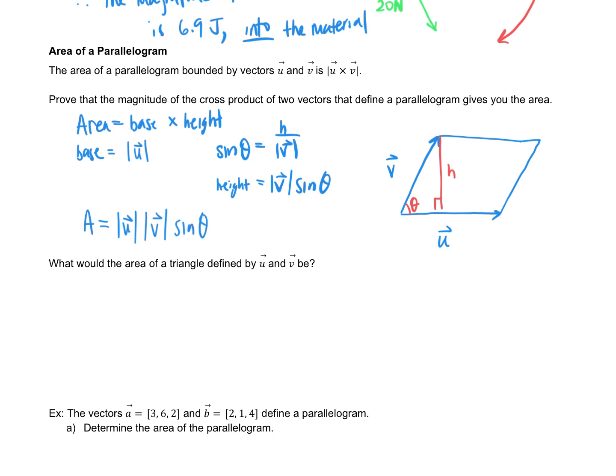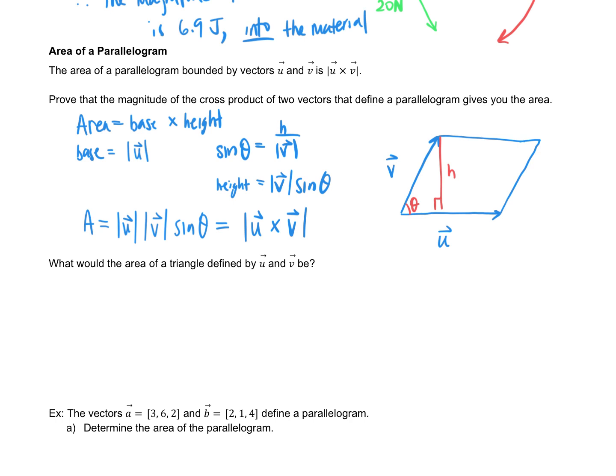And what does that remind you of? That is the magnitude of the cross product of those two vectors. So if I had the contained angle, I can just use the two magnitudes and sine of that angle. But if I'm given two algebraic vectors that represent the vectors that create the parallelogram, then I can just find the cross product and then take the magnitude.